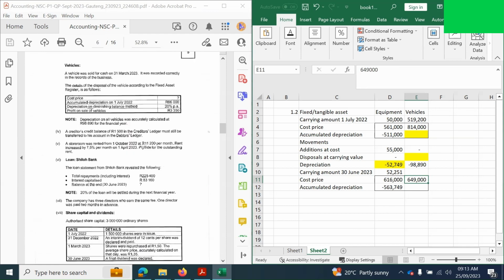Okay, so what else has been given? The details of the disposal of the vehicle according to the fixed asset register are as follows. So there are details that have been provided for us. Cost price is not given, so we're going to calculate that. Accumulated depreciation at 1 July 2022 is 66,000.